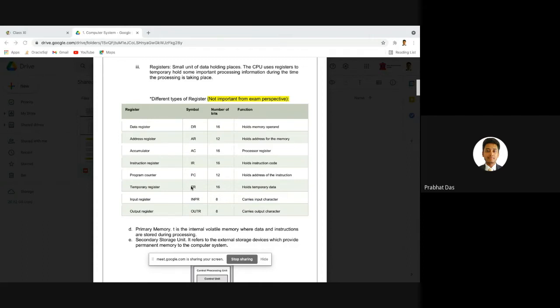An input register will store the input. Output register will store the output. So these are the different types of registers, from the data register to the output register, and all of these basically coordinate together to process a particular data so that you can get a flawless output.